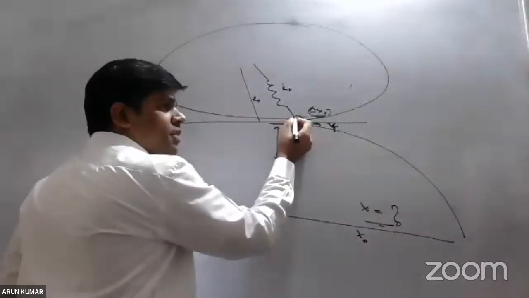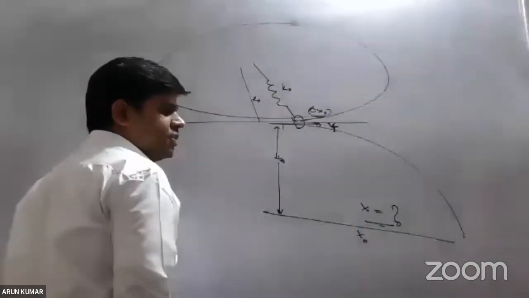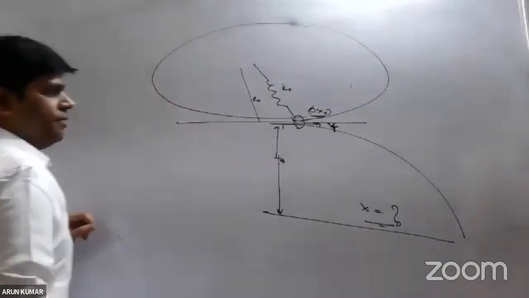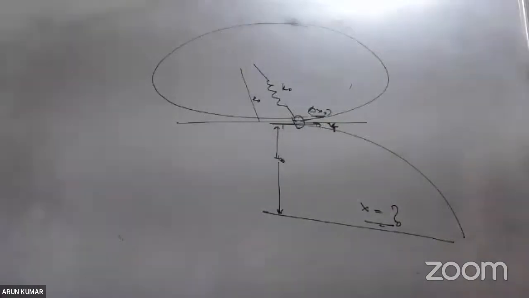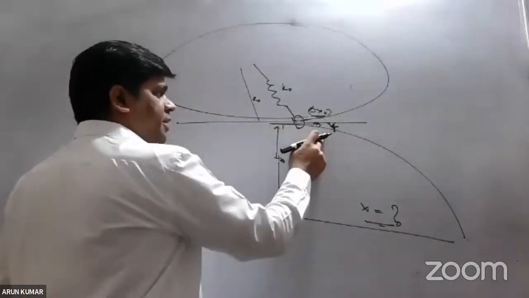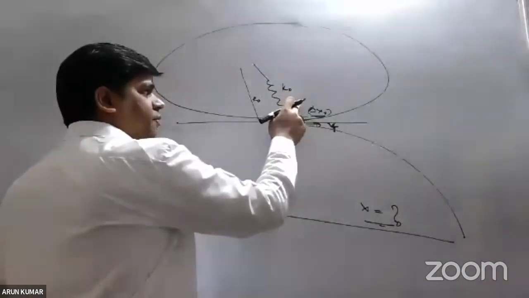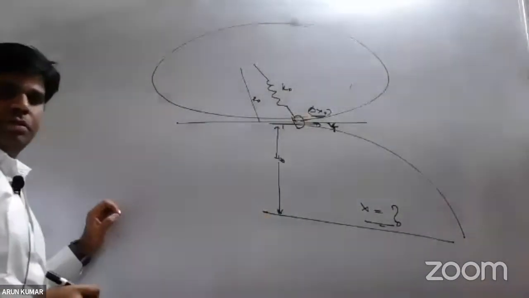I found out delta x. But now I'm giving you delta x, you have to find out x naught. How do we do it? To find out x, I need Vt. For Vt, I need acceleration. For acceleration, I need force. Force, I need delta x.